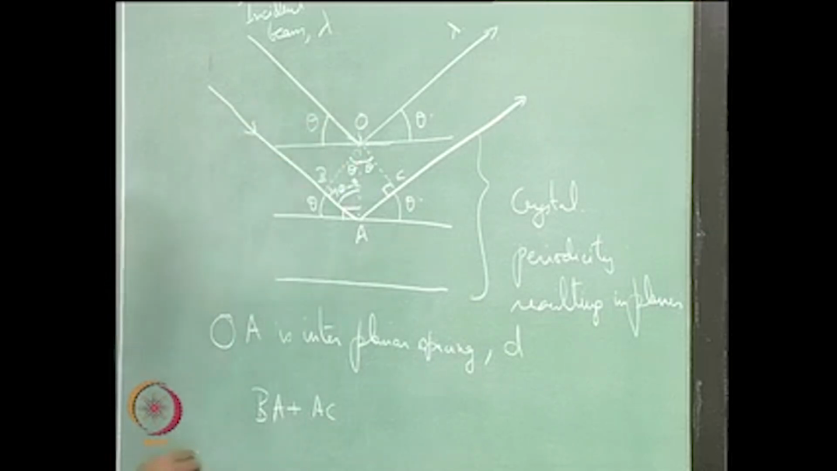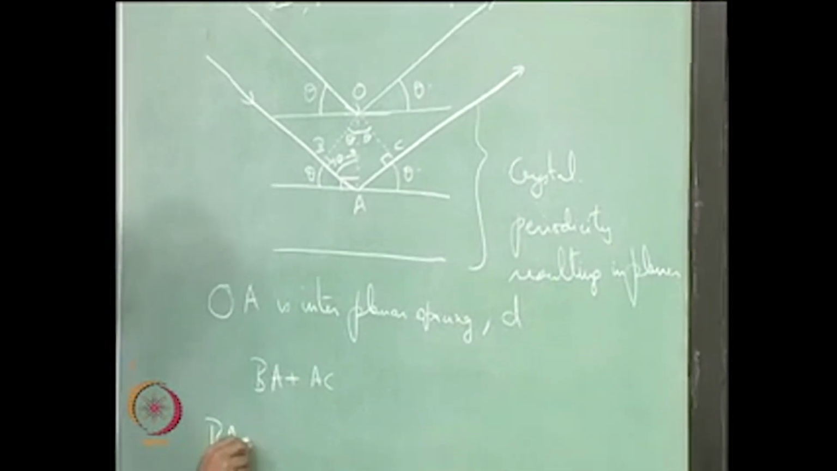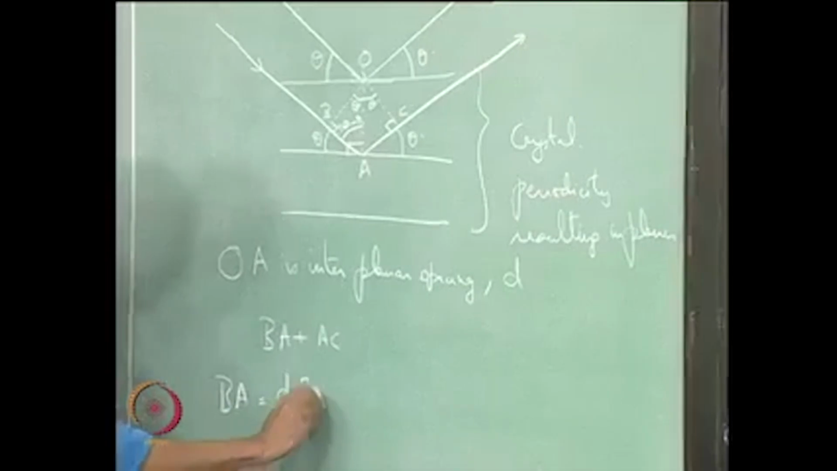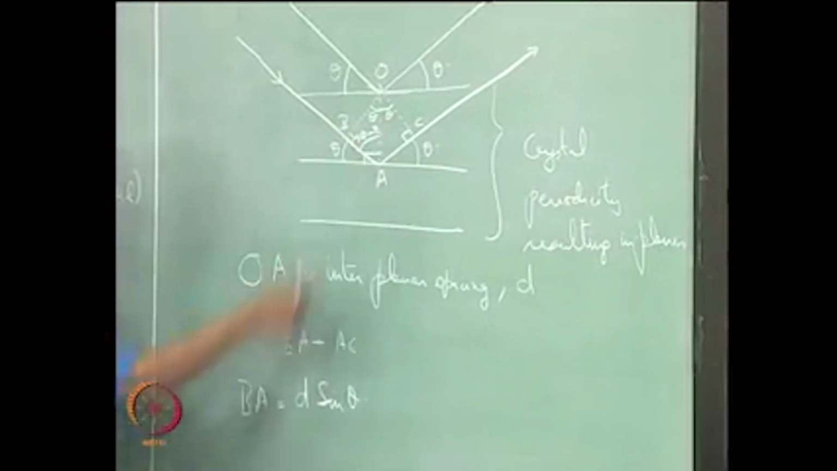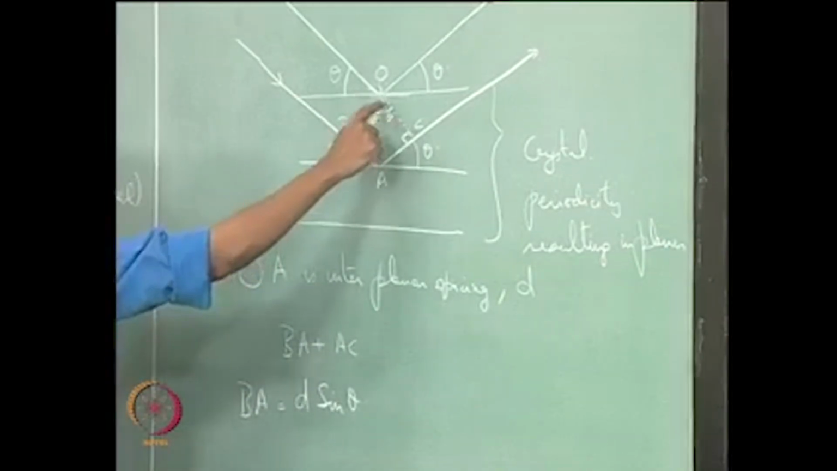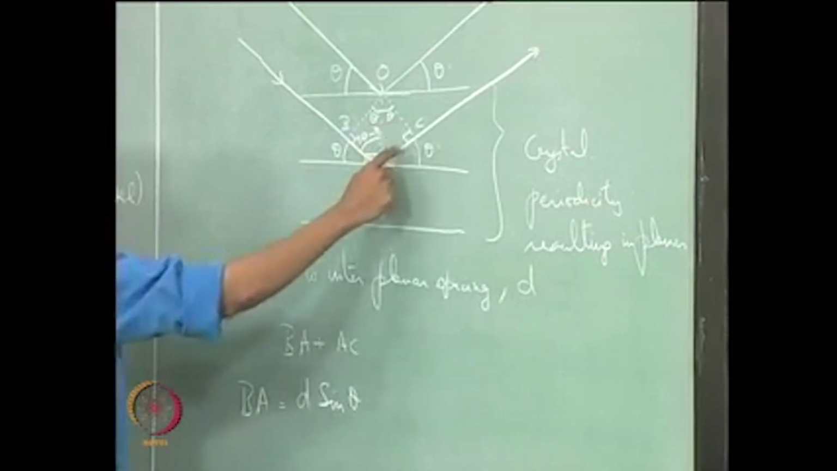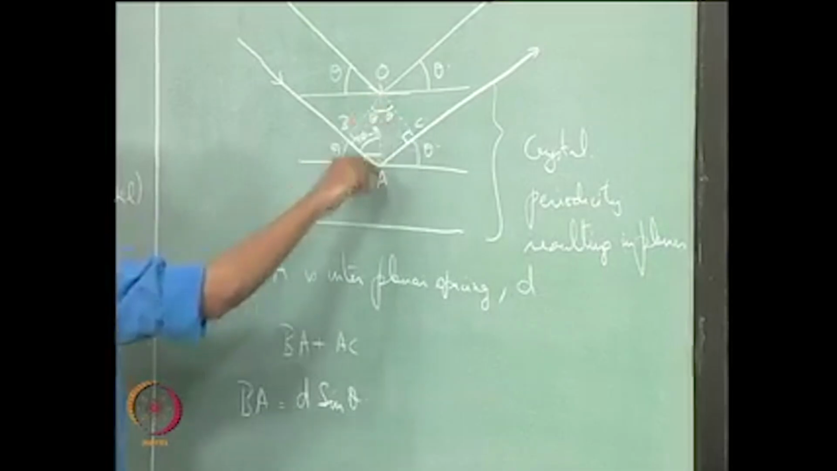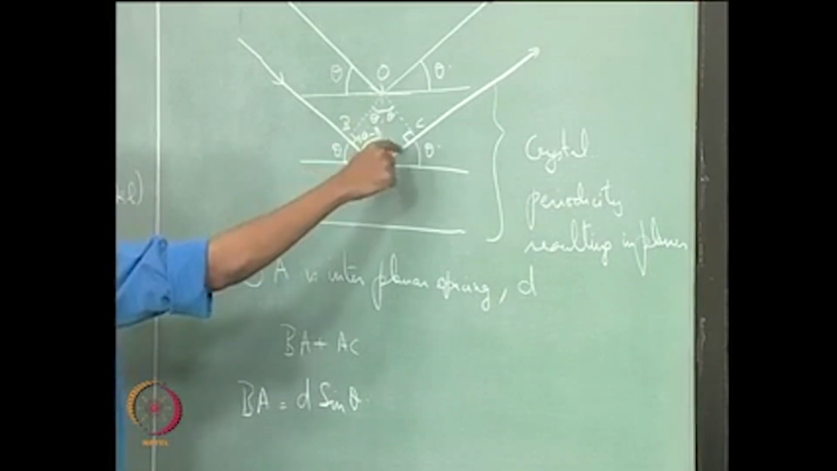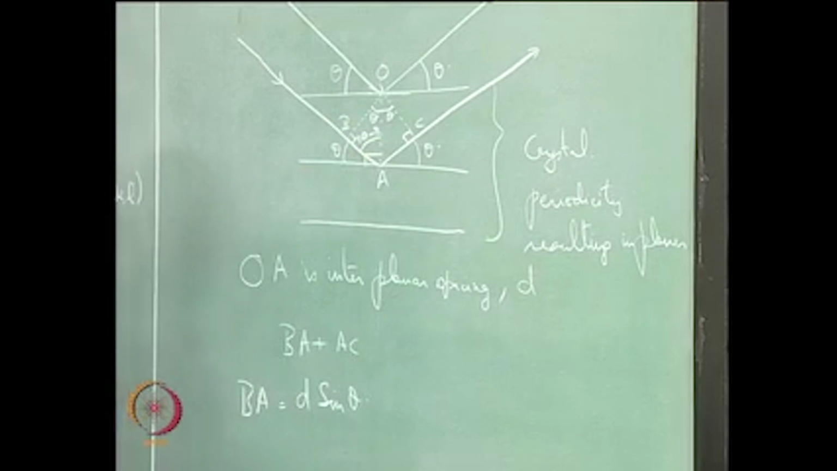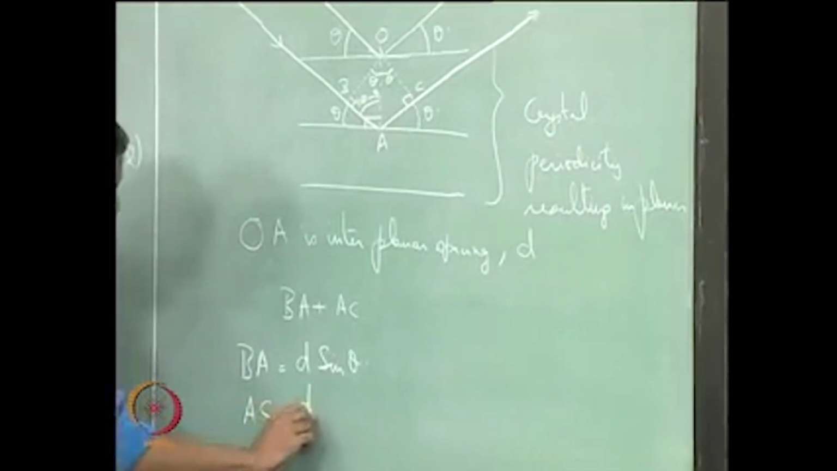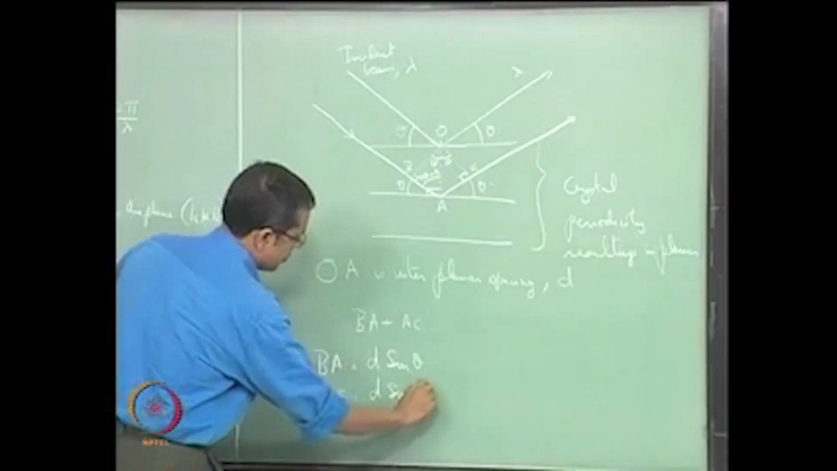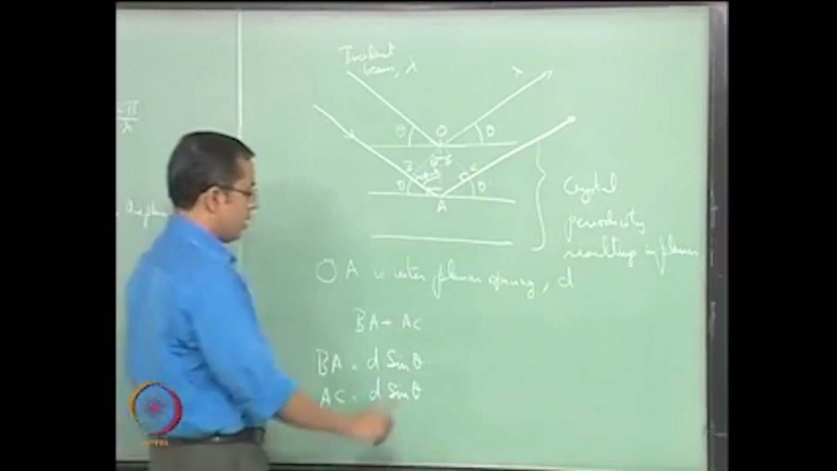That is a straightforward trigonometric relationship. So BA equals d sin theta, and this d sin theta would give us this distance, and similarly d sin theta would also give us this distance, because it's the same relationship here. So similarly AC is also d sin theta.